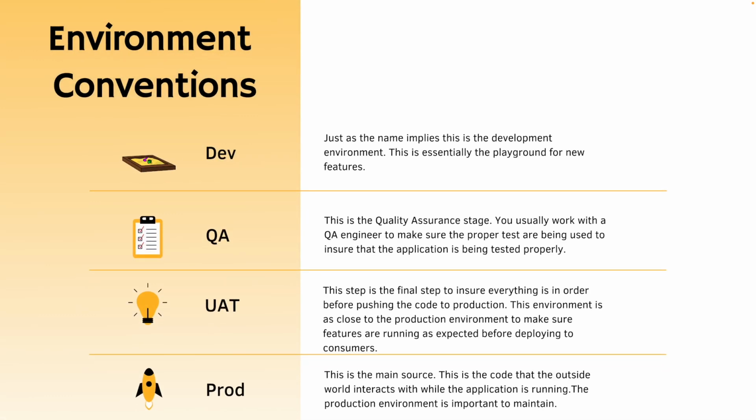Now, I talked about staging environments, right? Usually companies like to divide these environments into chunks before reaching production, because production is the main source. It's what the users will interact with. So we have to make sure that it is proper before getting to the user. So it's usually split up into 4 environments.